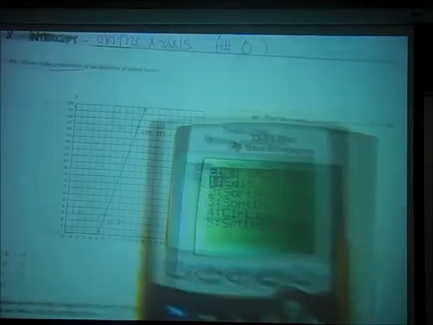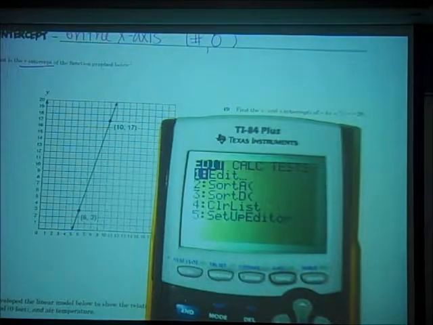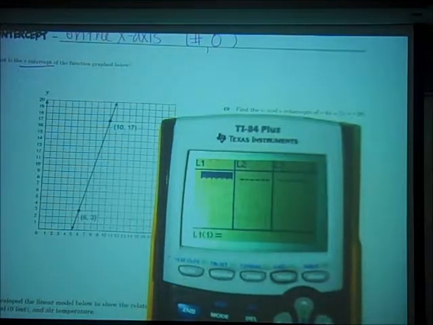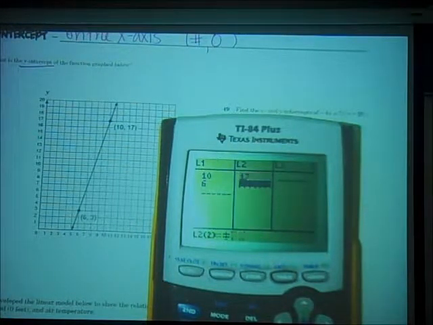Very good. I can put it in StatEdit. So I'm going to go to Stats. I'm going to press Stats, Edit. I put my X in L1, which is 10 and 6. My Y is in L2, 17 and 3.